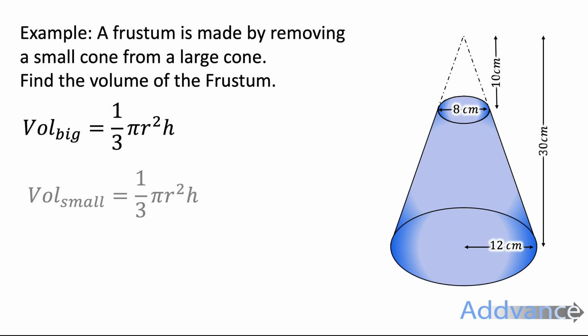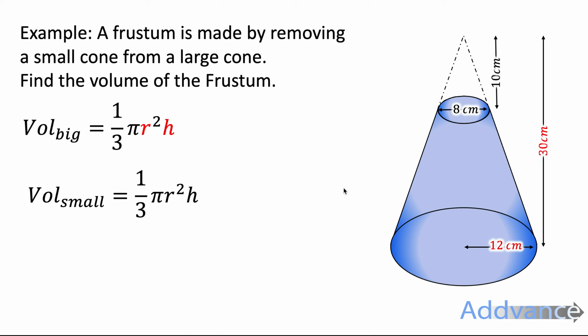So for example, a frustum is made by removing a small cone from a large cone. Find the volume of the frustum. We do this by finding the volume of the big cone and then finding the volume of a small cone and subtracting them. The big cone has a radius of 12 and a height of 30. The smaller cone will have a radius of 4, not 8, because 8 is a diameter, 4 is a radius, and a height of 10.